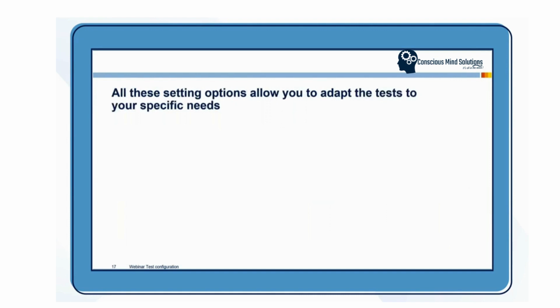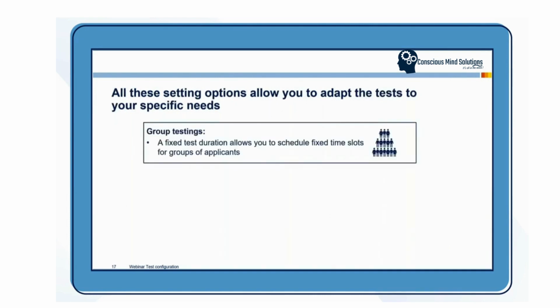All these setting options allow you to adapt the test to your specific needs. So let's have two examples. One is for group testing. Let's say you have multiple groups that you want to test and you want to allot them fixed time slots. To do this, the set test duration really helps you out here because it lets you schedule fixed time slots for the groups and makes it easy because the people will be finished in these fixed time slots. So you can easily set these time slots and be sure that everyone will be finished with the test in a given time.